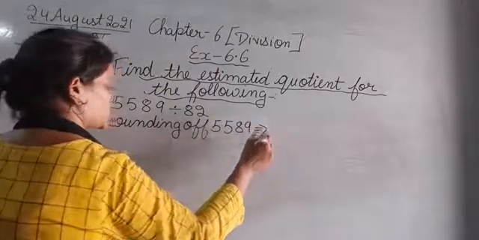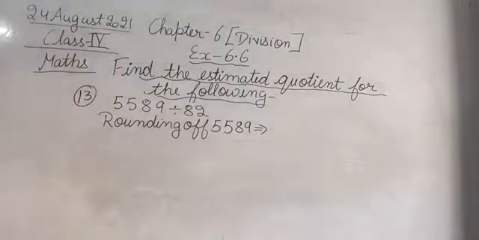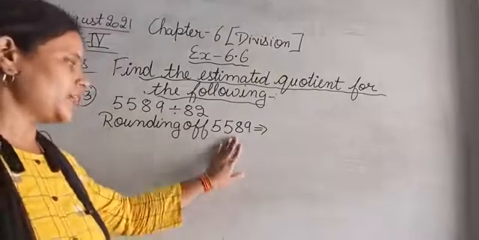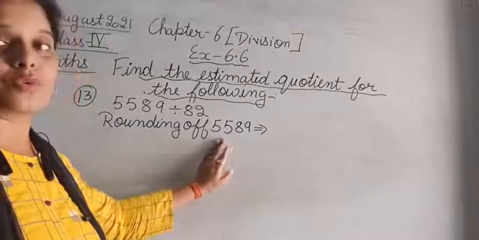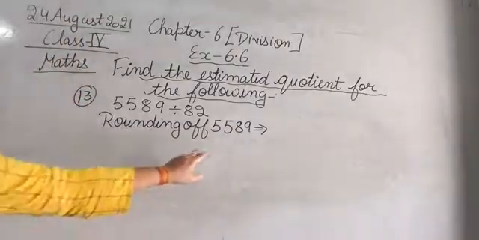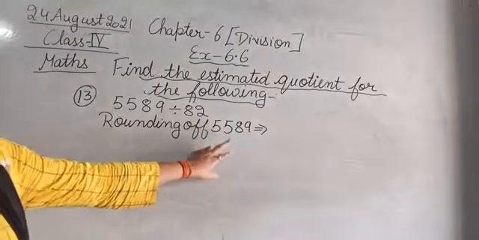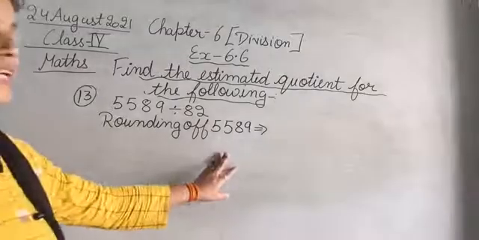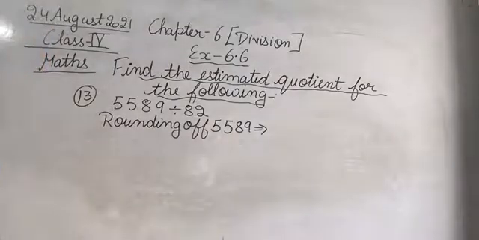So now in this sum, what is the highest place value? This is a 4-digit number, so the highest place value in 5,589 is 1000. So we are going to round it off to the nearest 1000.